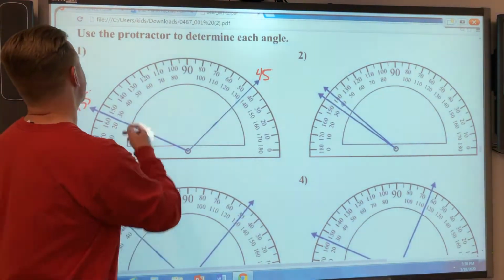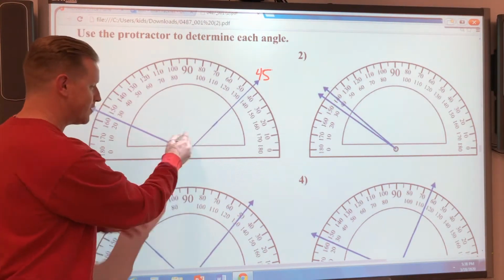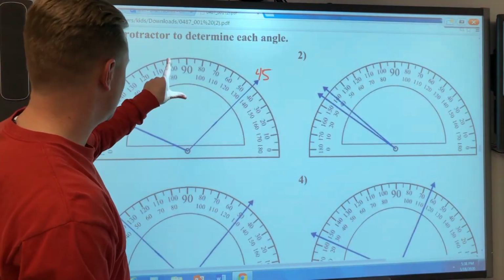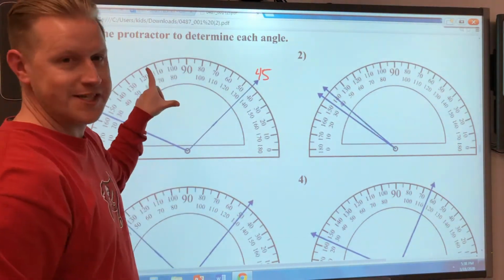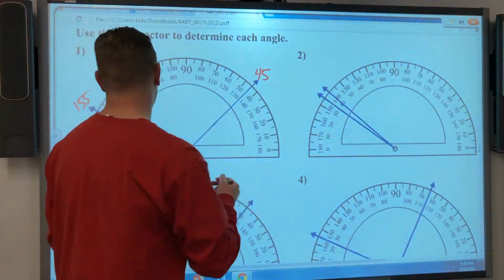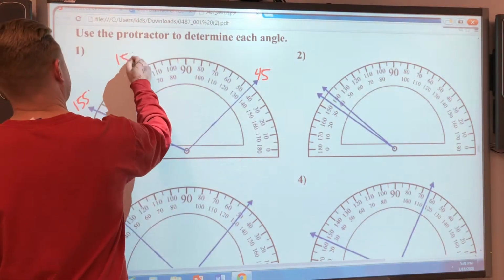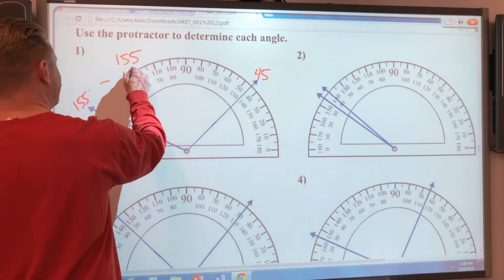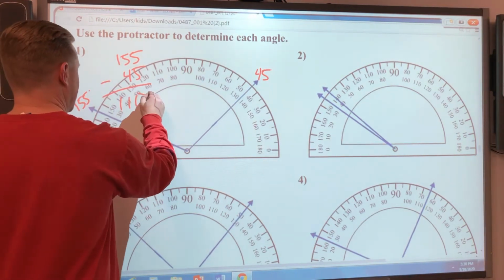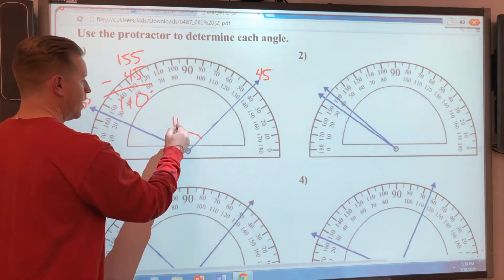What this is asking you now, determine each angle. It's asking us, what is the measure of this angle? Looking at it, is it acute? Is it right, a perfect 90-degree angle? Or is it obtuse? That's going to give you an idea of the number that it should be within. This one looks obtuse. You can simply take the big number, 155, minus 45 degrees, giving you 110 degrees. This angle, from right here to right here, is equal to 110 degrees.